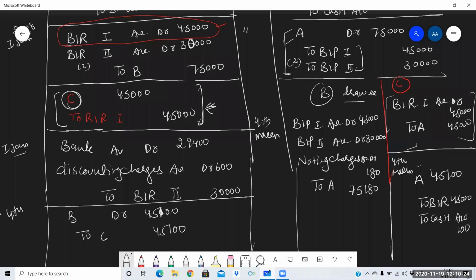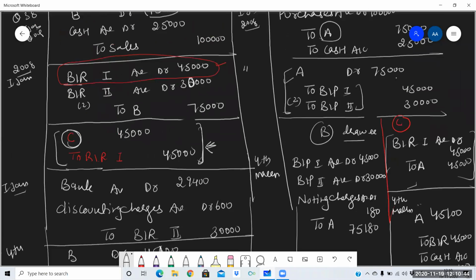In the books of all three parties, the entry will be passed. And this type of question will come as an 8 marker question, in which you need to prepare the books of all the parties involved in the question except bank. There is no need to prepare bank's book because that is not part of your course. So one bill is dishonored. Now the second bill will be dishonored.